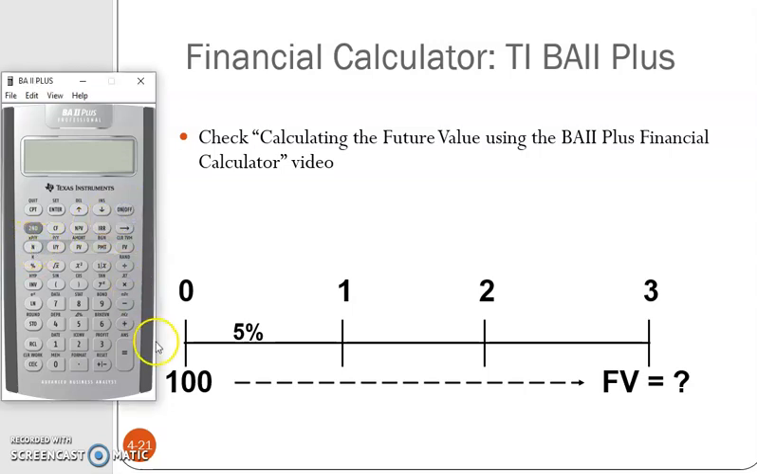So if we want to find out the future value of the $100 which we received at time period t equal to 0 at an interest rate of 5%, let's see how we can go about doing this. First, I'm going to turn on the calculator.